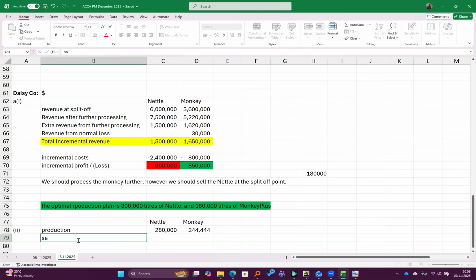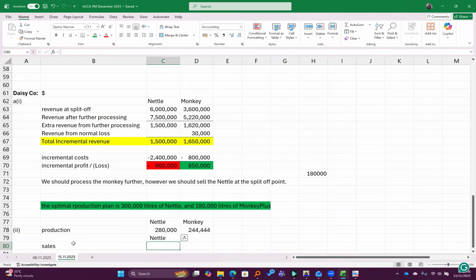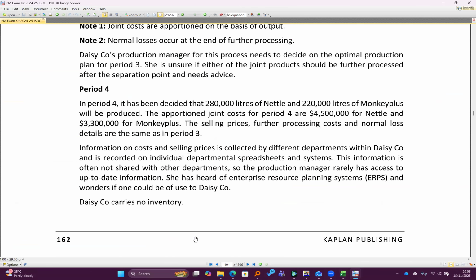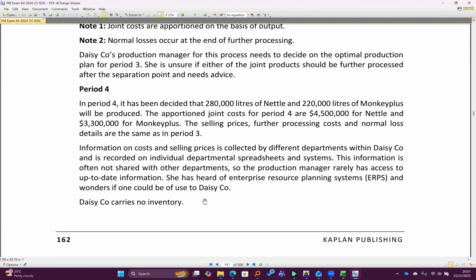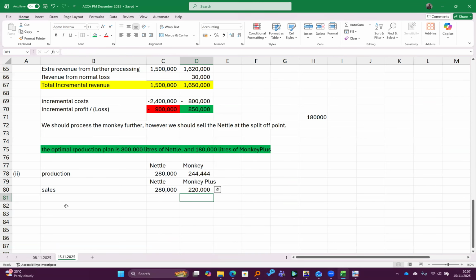So we would have to produce 280,000 for netto, 444,444 for monkey. Then what we end up selling: that is 280,000, and then for monkey plus, we sell the 220,000. Okay. So now, having known what we are going to produce and what we are going to sell, we can now get into the money.